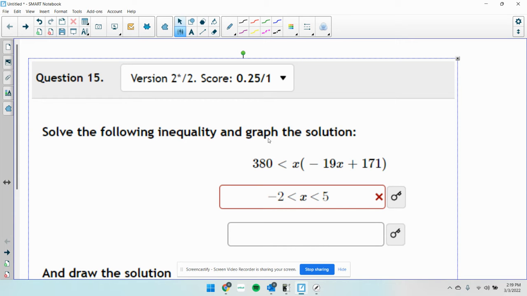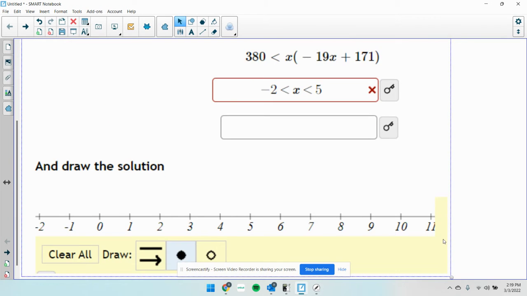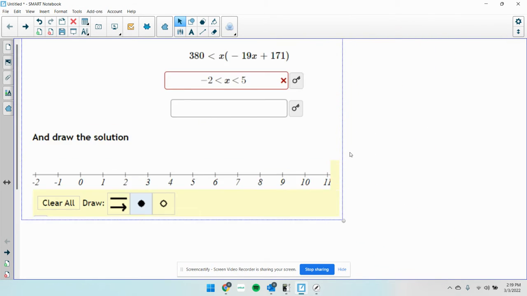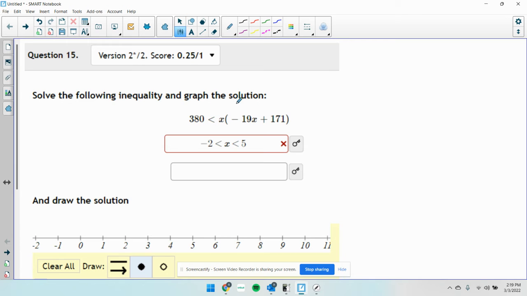All right, so we will do this together and then I will show you how to translate the answer onto my math. So the first thing we're going to do is solve this inequality, get x by itself. So I'm going to start by distributing this x to both terms in the parentheses. So I have 380 is less than negative 19x squared plus 171x. So I have an x term, an x squared term, and a constant.